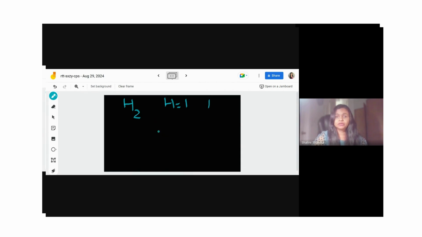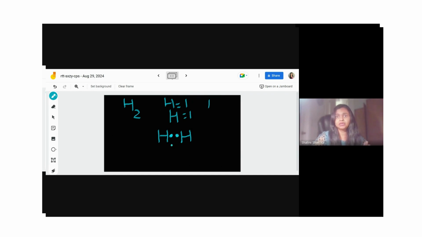Since we have two hydrogen atoms, a separate video explains how to identify valence electrons and how to draw electron dot diagrams. I have explained that in a separate video, but for now, with the two hydrogen atoms, one pair of electrons will be shared. Both hydrogens have one valence electron, so one here and one from this hydrogen. This pair will be shared between both the hydrogens.